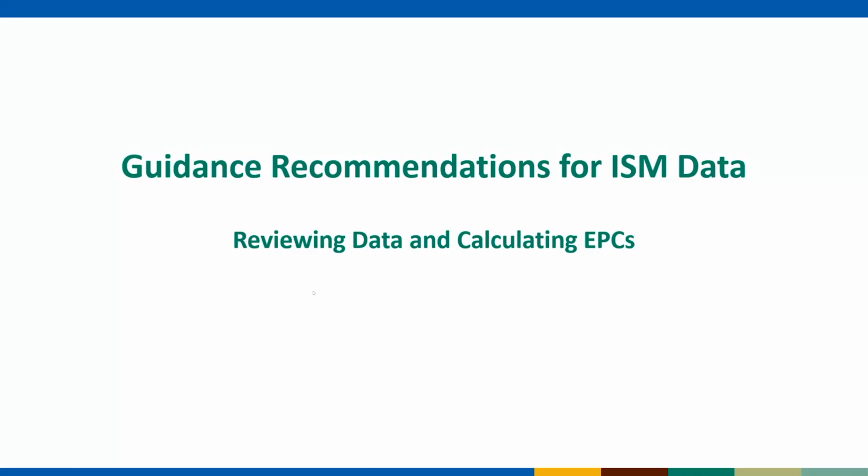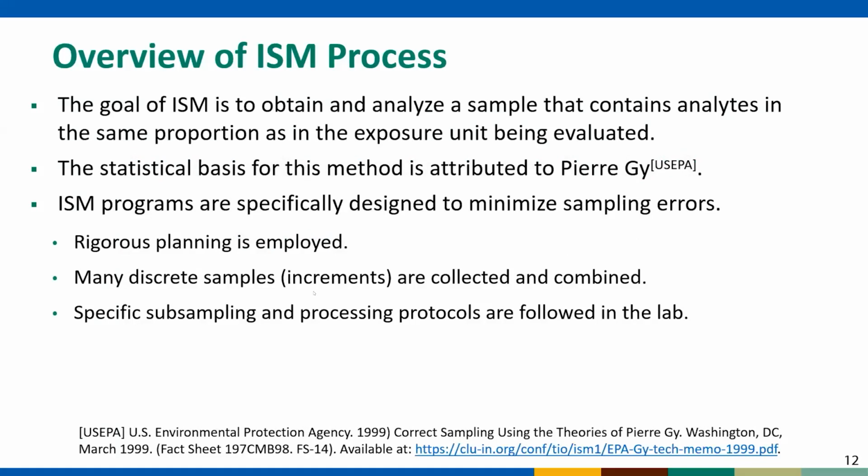The goal of the ISM data is to obtain and analyze a sample that contains analytes in the same proportion as the exposure unit and volume of soil being evaluated. The statistical basis for this method is attributed to Pierre G., who pioneered the concept through addressing the variable distribution of minerals within rock formations. Through his work, he identified various sampling errors that arise from this heterogeneity and then developed ways to minimize those errors in a sampling design stage, rather than after the fact with statistical methods as we would do with discrete sampling. ISM protocols stemming from G's work are specifically designed to minimize sampling errors.